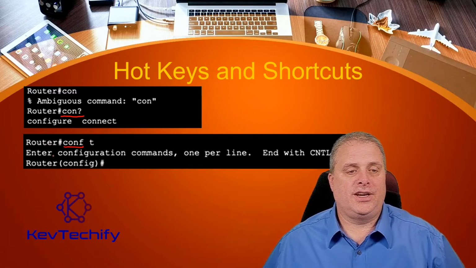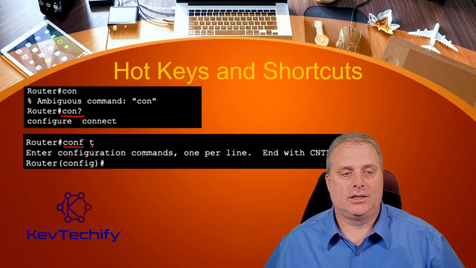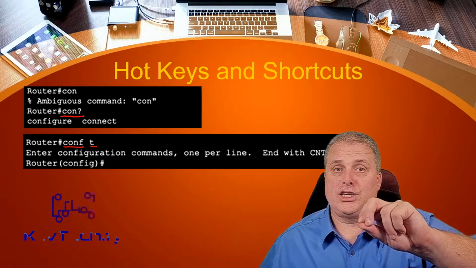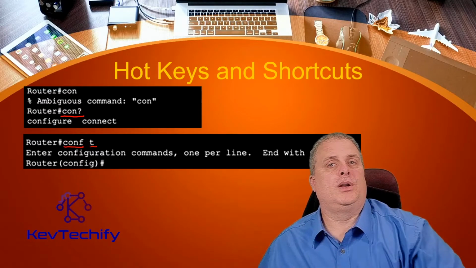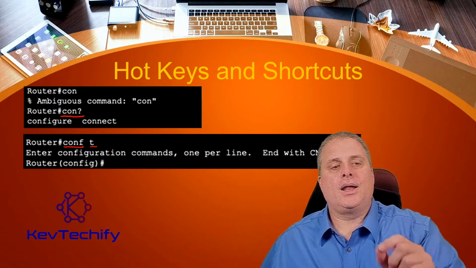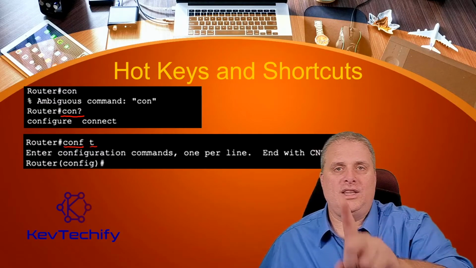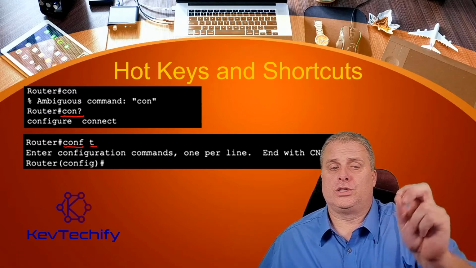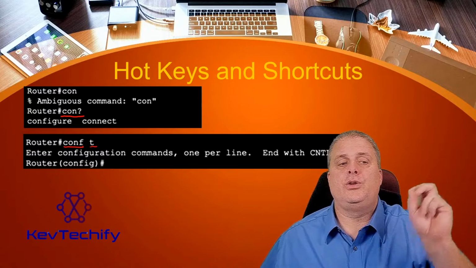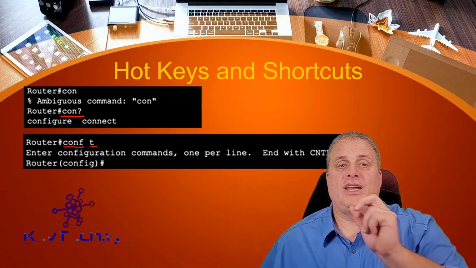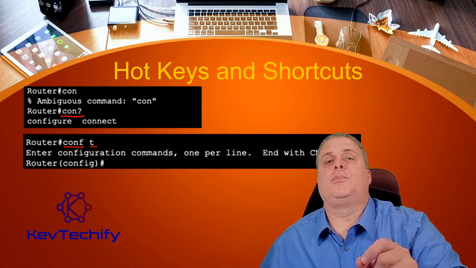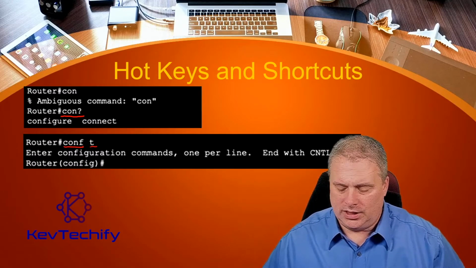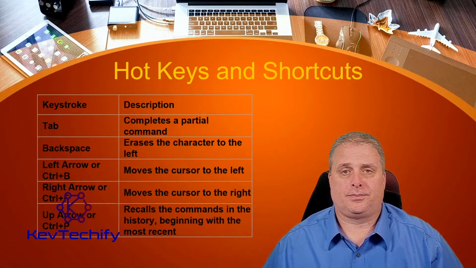Now, config T, where we put the T at the end: the actual term to go from privileged exec mode into global configuration mode is configure terminal. But there's only one option or argument starting with T there, so as soon as you type that one letter, it becomes unique. You can type in CONF space T, hit enter, and that's just like typing configure space terminal. You can start using these shortcuts when we're there.